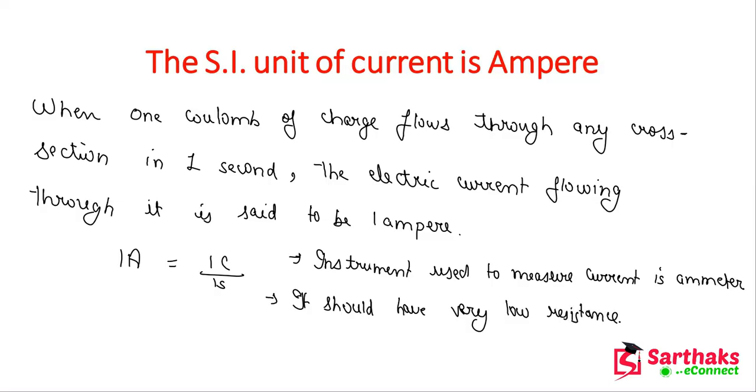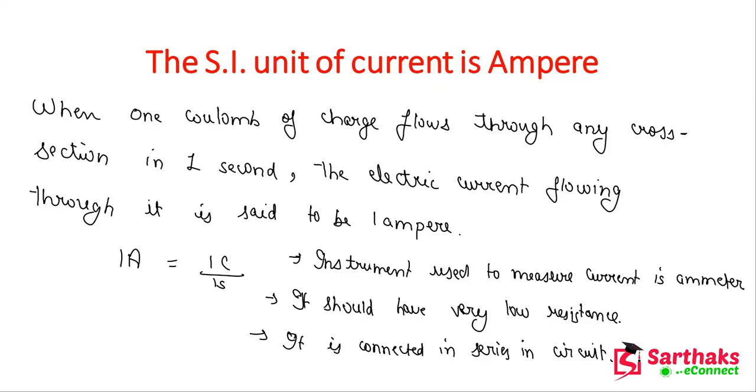And it is connected in series in the circuit. An ammeter should always be connected in series. So it should be connected, and it is connected in series in the circuit.